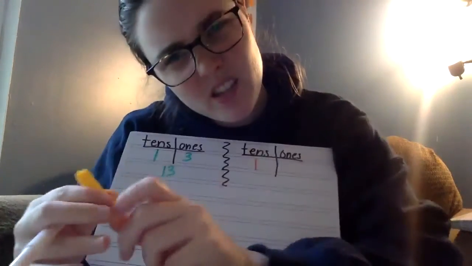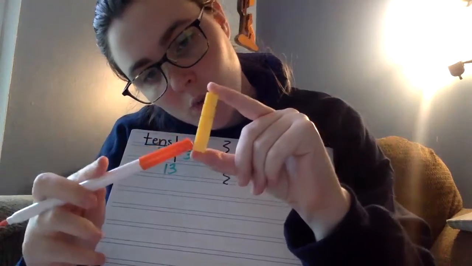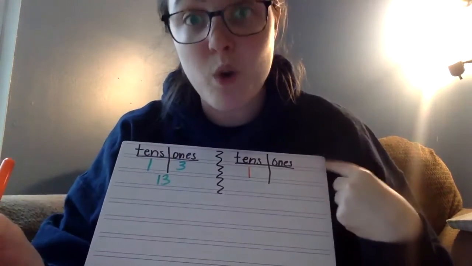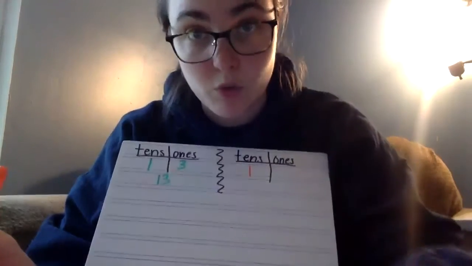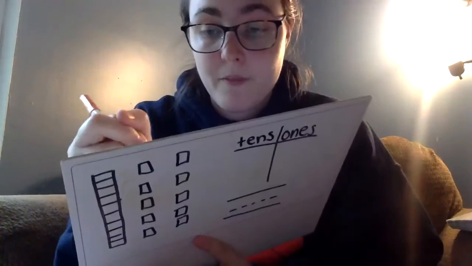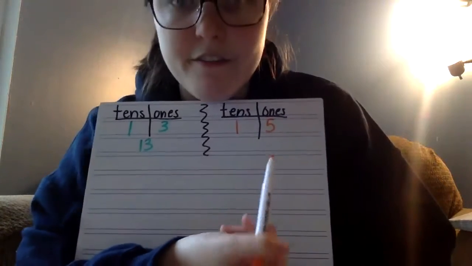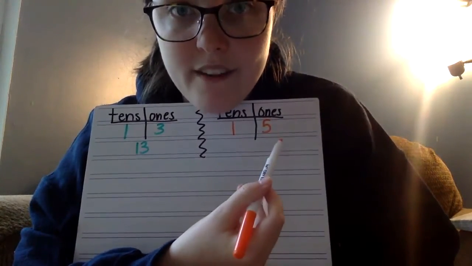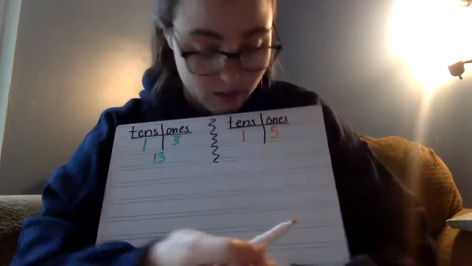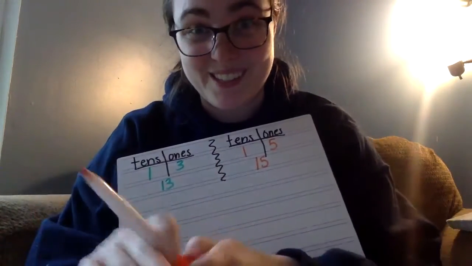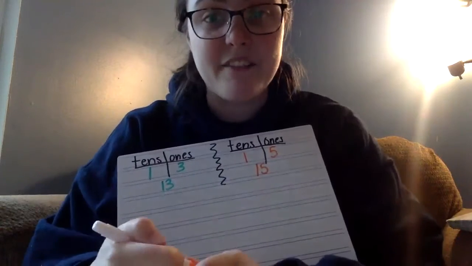And then we counted these, but let's count them again just to make sure. 1, 2, 3, 4, 5. So under the ones, because ones mean that they're individual, I'm going to write 5. So I want you to look at this. We have 1 and 5. 1 ten and 5 ones. What number does that make? Good job if you said 15. Awesome. So 1 ten and 5 ones makes 15.